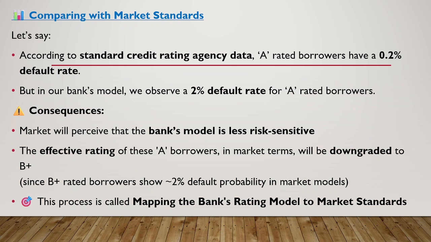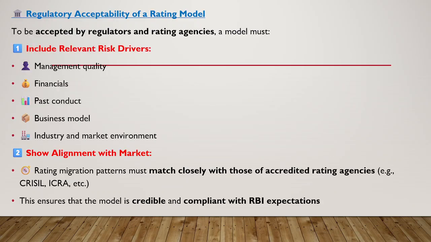Regulators and rating agencies don't just accept any model at face value. There are two critical criteria they use to assess the quality and acceptability of a rating model. First, the model should cover all relevant risk drivers. This means it must assess areas like management quality, financial health, past conduct, business model, and industry risks. A model that ignores any of these key areas is considered incomplete.